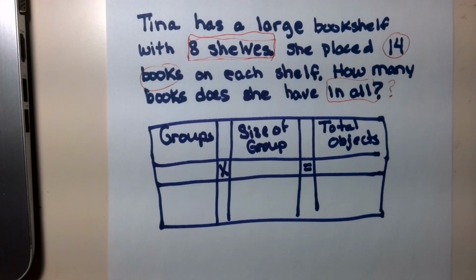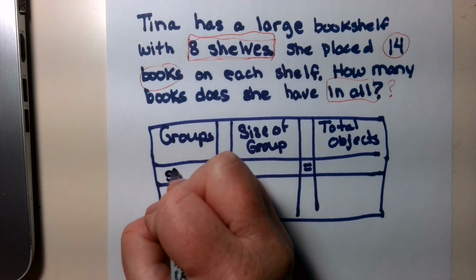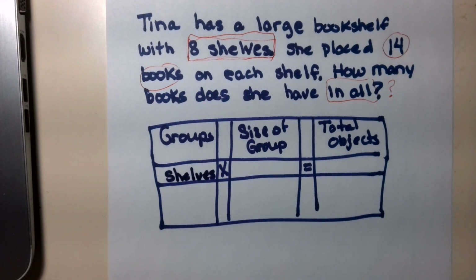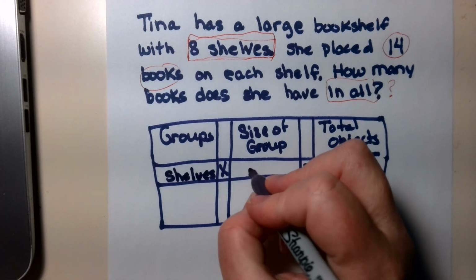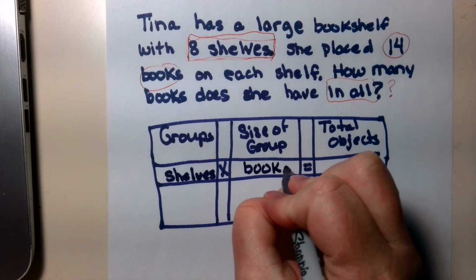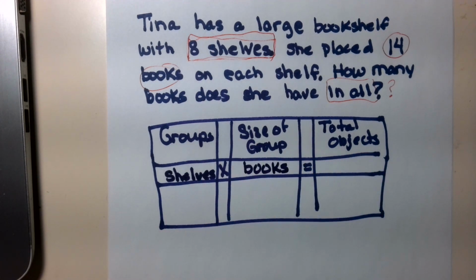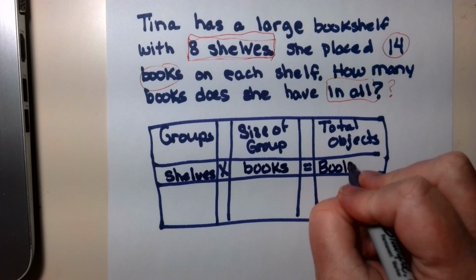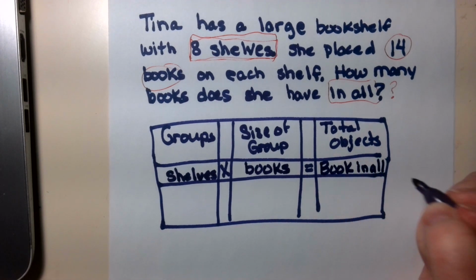If you said they're shelves, you're right. So I'm just going to write that there. They're shelves. Do we know the size of each group? What do you think? If you said yes, we do know the size. We know how many books are on each shelf. Do we know the total objects? What are the total objects? What are we trying to find? If you said books, I'm going to write in all, meaning total, you are correct.